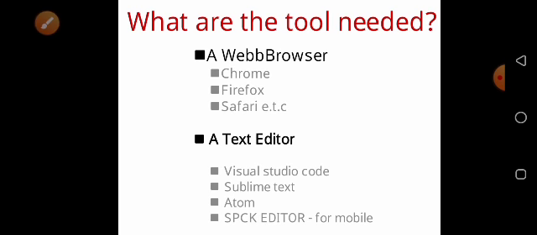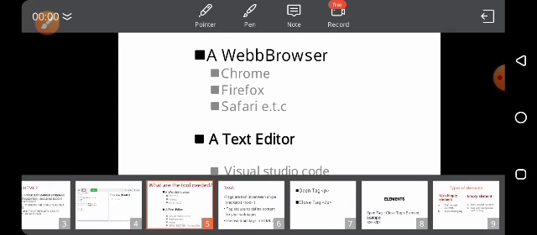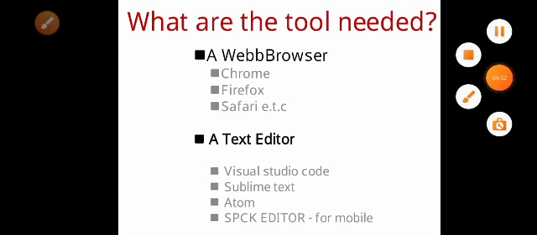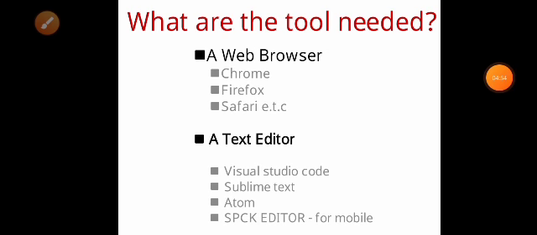So now the tools we'll be needing for this course are very simple. One of the tools is a web browser, and I'm sure you all know what a web browser means. It is a tool used for accessing websites. So I have some examples here like Chrome, Firefox, and Safari. There are more of them, but these are the mostly used browsers when it comes to designing websites or writing HTML code rather.